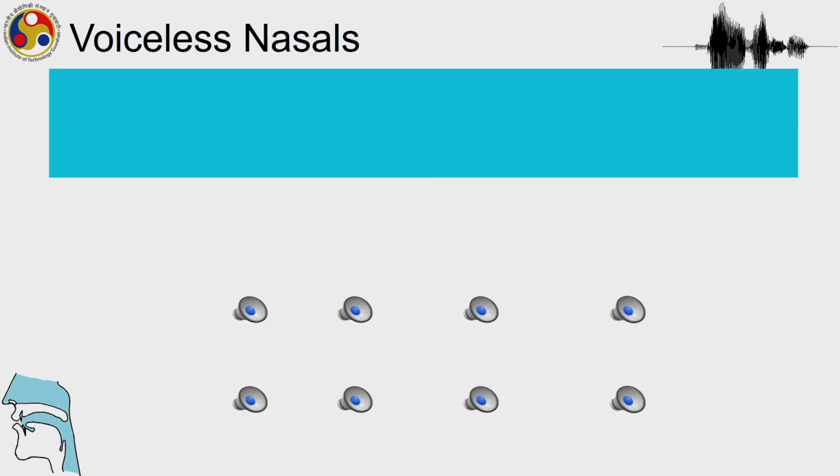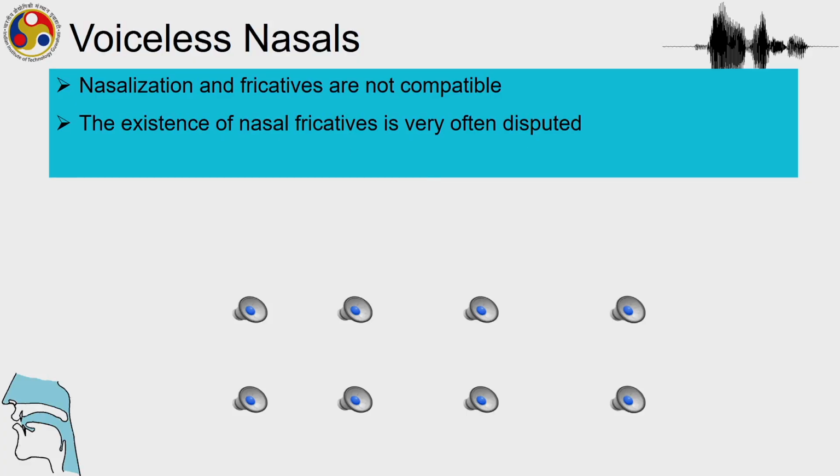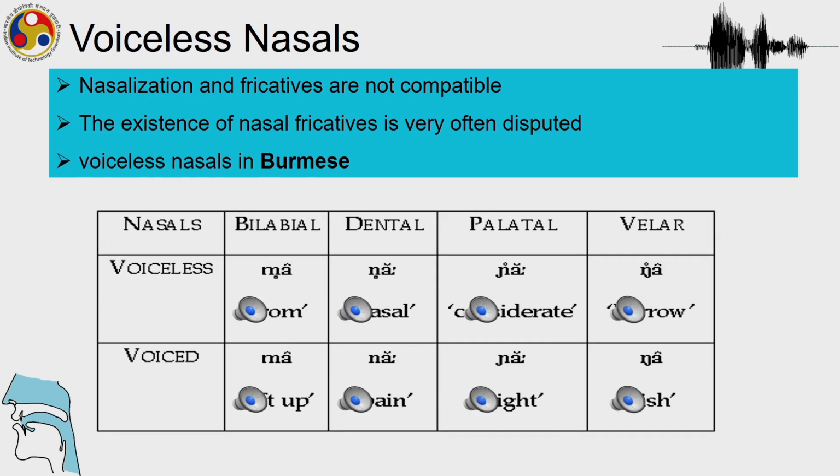Let us see something that we have not seen so far. For instance, let us see voiceless nasals. As we know, nasals involve the release of air through the nasal cavity because of the lowering of the velum, and there is already another closure in the vocal tract. So nasalization and fricatives are not compatible, and the existence of nasal fricatives is very often disputed. However, it's possible to have nasals which are voiceless.